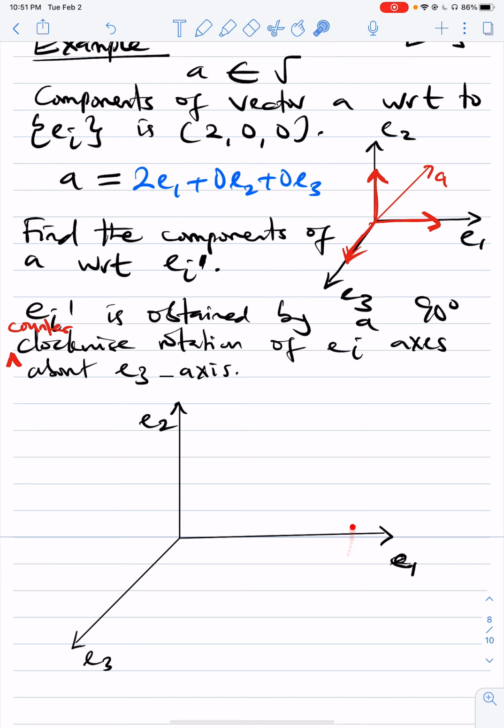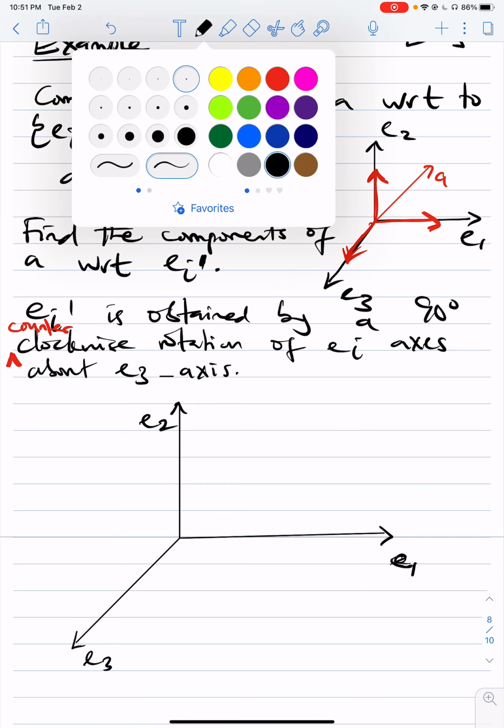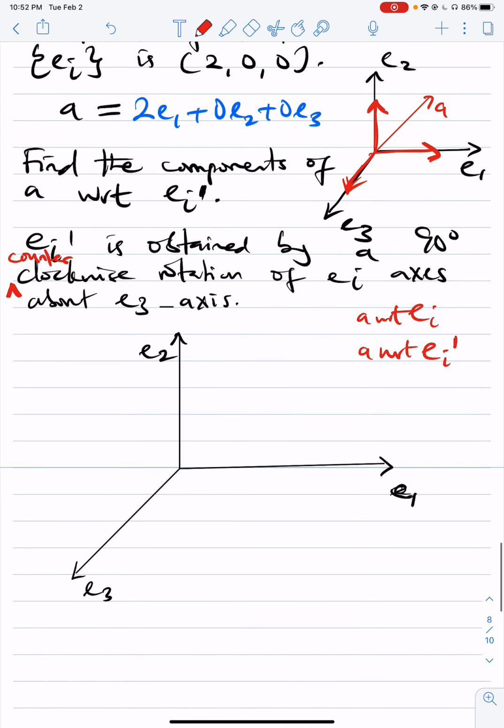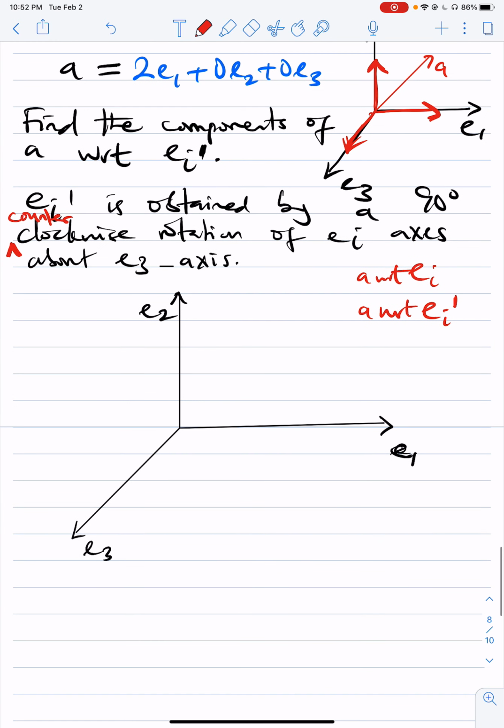Clockwise, we're going this way. Counterclockwise, we're going this way, right? Good. So it says E_i prime. We already have E_i. We've talked about A with respect to E_i. We want A with respect to E_i prime. That's what we are looking for now.